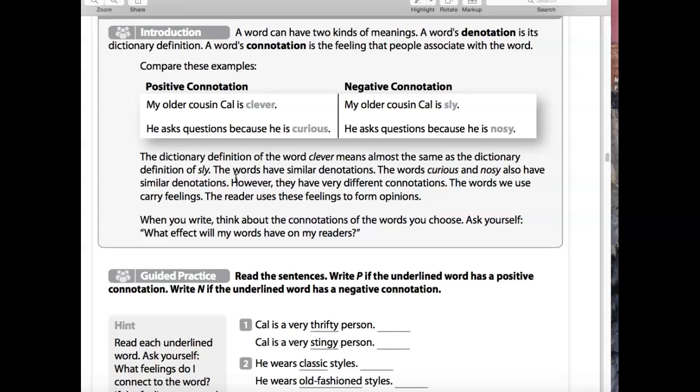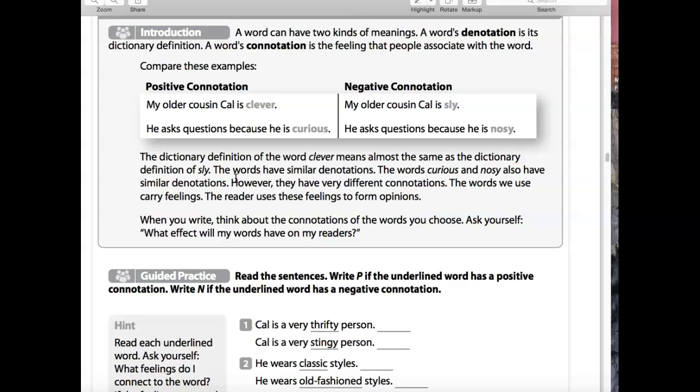So a word can have 2 kinds of meanings. A word's denotation is its dictionary definition. What I do to tell those apart is the D in denotation, since it begins with a D, dictionary begins with a D. When somebody's asking for a denotation, I remember using that little trick that D and dictionary go together. So if they're asking for a denotation, they're asking for a dictionary definition. And a word's connotation is the feeling that people associate with the word.